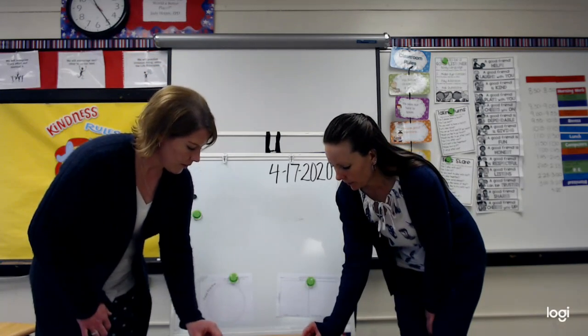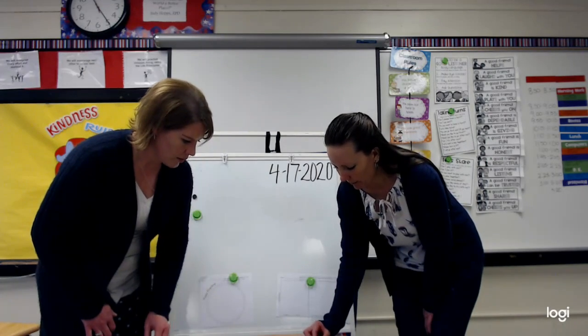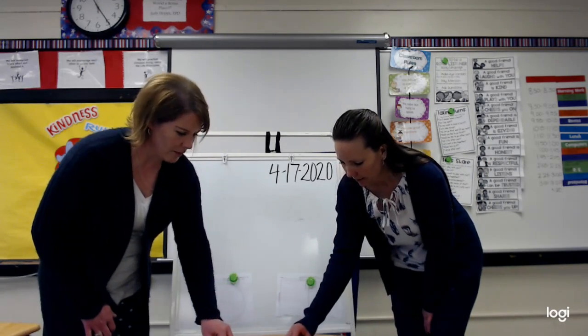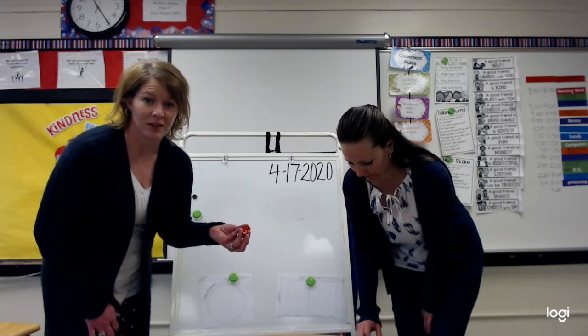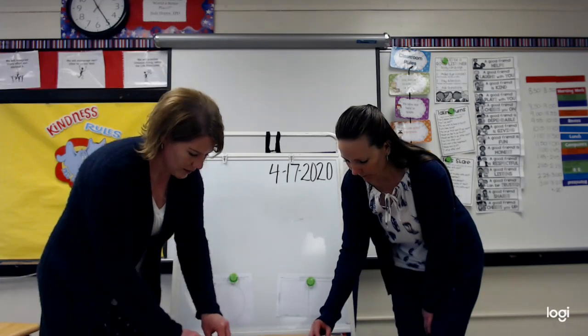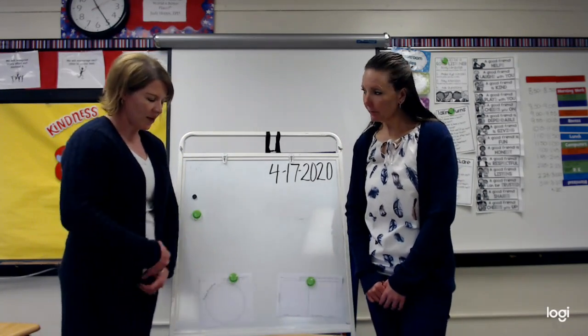So 1 for me. 1 for me. 1 for me. 1 for me. 1 for me. 1 for me. 2 for me. Yep. 2 for me. Are we staying equal? I took 2, so she took 2. Yep. And 1 for me. 1 for me. Okay, let's count your bears. How many do you have?